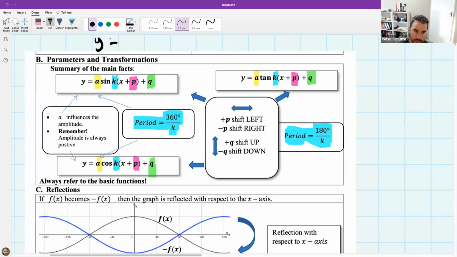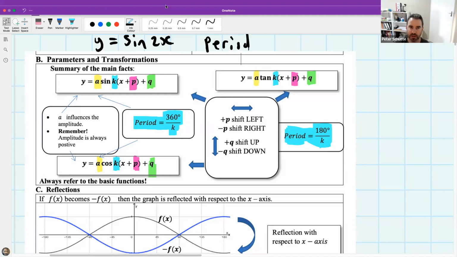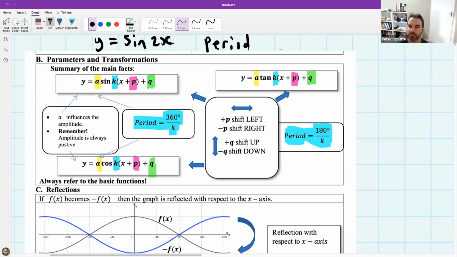If I say to you that y equals sine 2x is my new trig function, I want to know what is the period of this graph, sine 2x. Tell me in the chat what the period of sine 2x is. And I thought I saw someone's hand go up, but I'll wait a bit. Yeah, so the new period of this sine graph is going to be 360 divided by K, or 360 divided by 2, and it's going to be 180 degrees.